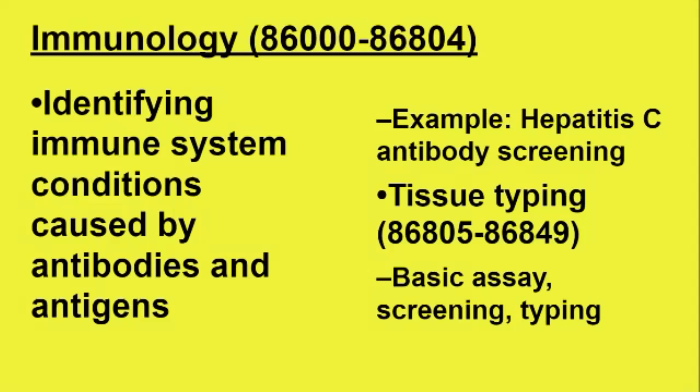Immunology, 86000 through 86804. Immunology codes report tests that identify immune system conditions caused by antibodies and antigens. For example, hepatitis C antibody screening. Then we have tissue typing. 86805 through 86849 is a basic assay, screening, and typing.